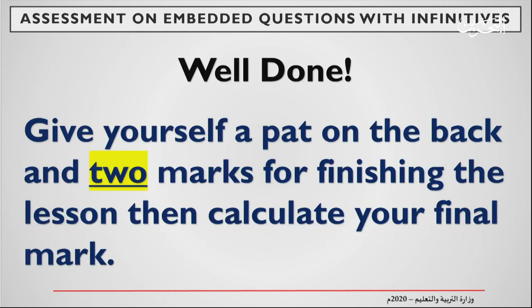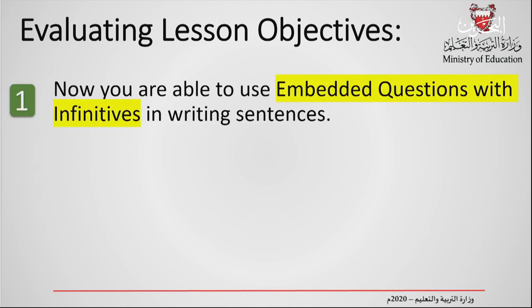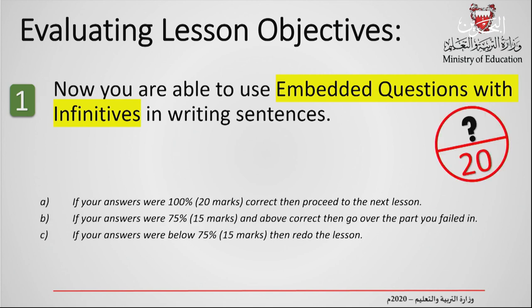Well done. Give yourself a pat on the back plus 2 marks for finishing the lesson and calculate your final mark. Evaluating lesson objectives. Now you are able to use embedded questions with infinitives in writing sentences. And you have a mark of 20. If you have 100% perfect answers, that means 20 marks, then you can proceed to the next lesson. If you have 75% and above, that means 15 marks and more, then you can go over the part you failed in and redo it. If you have 75% and below, that means 15 marks or lower, then redo the whole lesson.